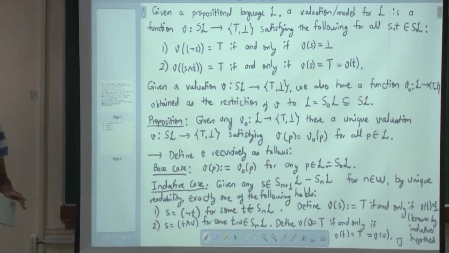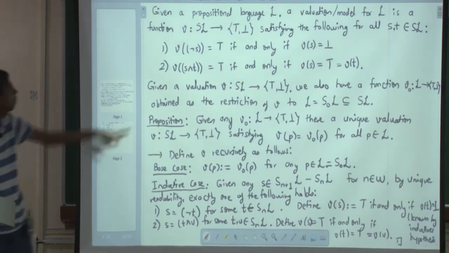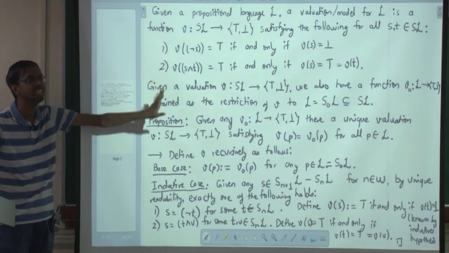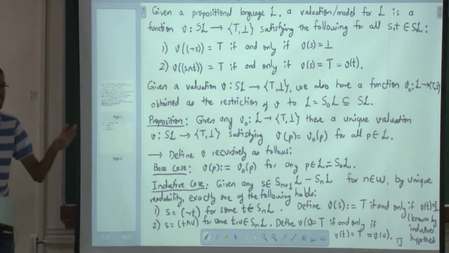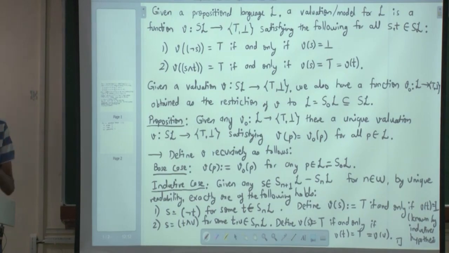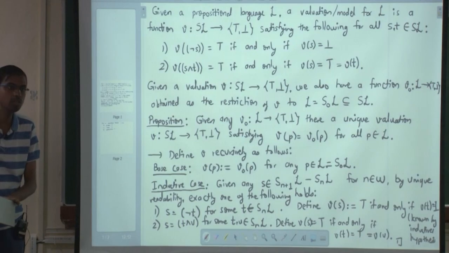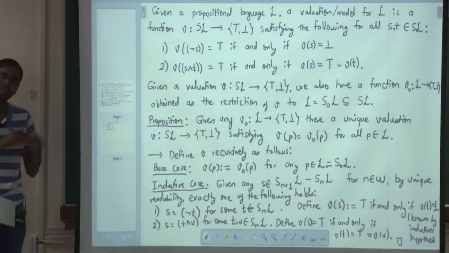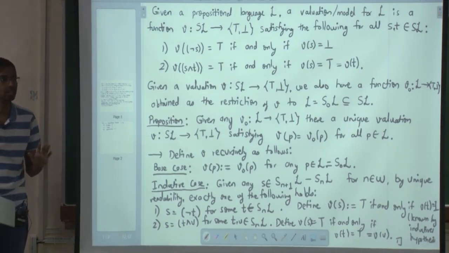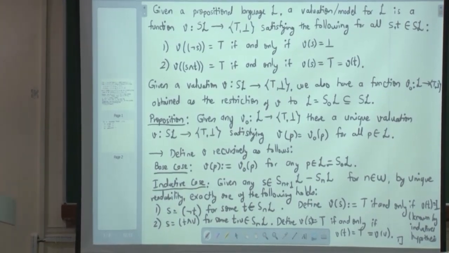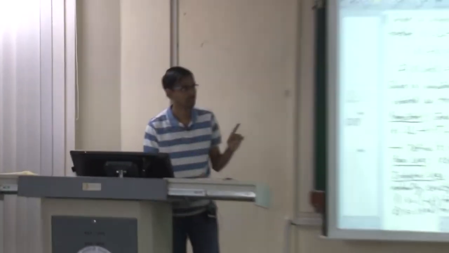So basically, a valuation, even though it looks complicated, we do not really have to check it for infinitely many formulas. It is enough to start with any random function from L to true and false. So you simply assign truth values to the propositional variables and every other truth value is determined. Any questions? So that is precisely what we do in the case of truth tables.